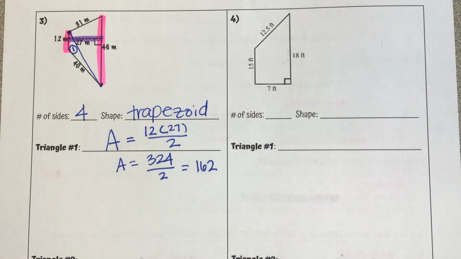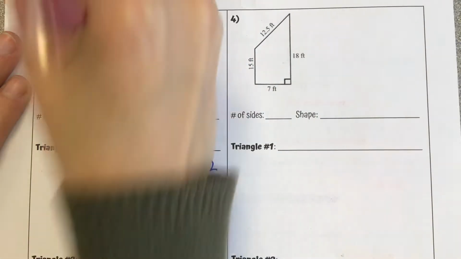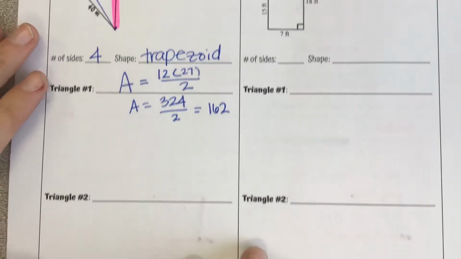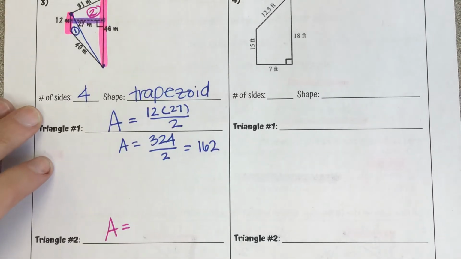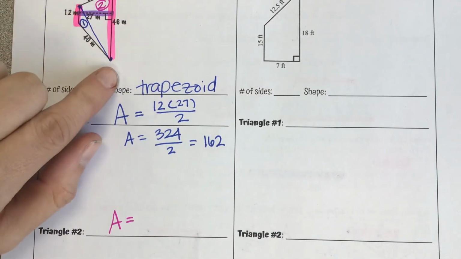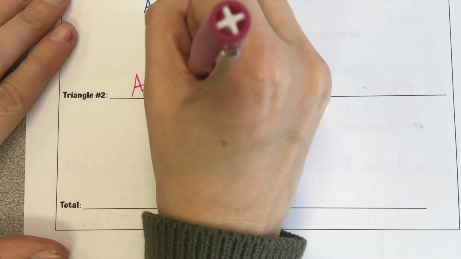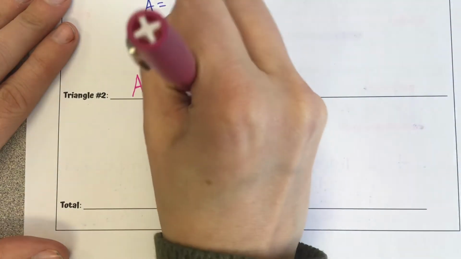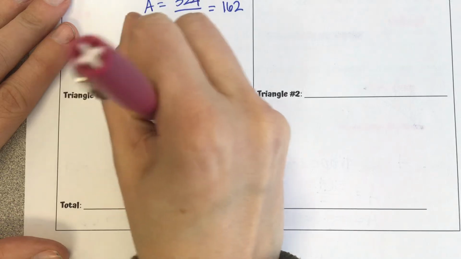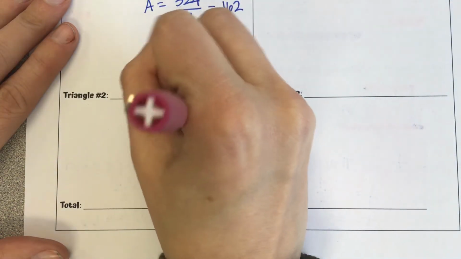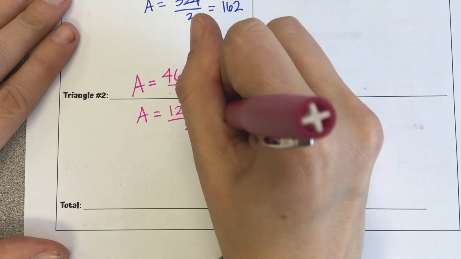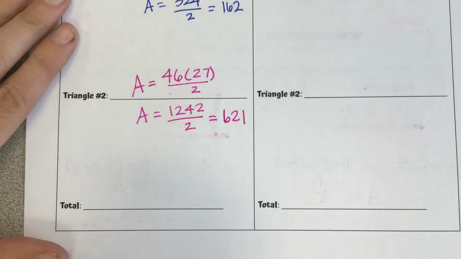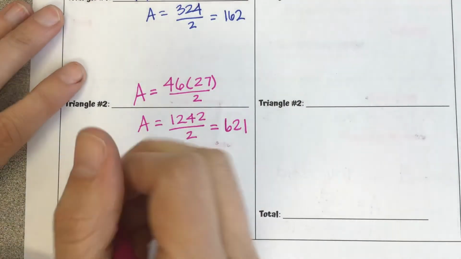Let's try the same thing for triangle number 2, which is kind of on the right side here. We are plugging in our base, which is going to be the other parallel side here of 46 with the same perpendicular height of 27. So 46 is our base times our height of 27 divided by 2. Going to plug that in. I get 1,242 divided by 2 equals 621.